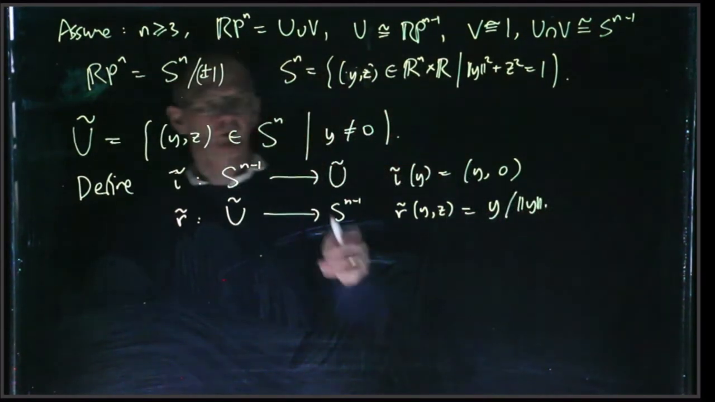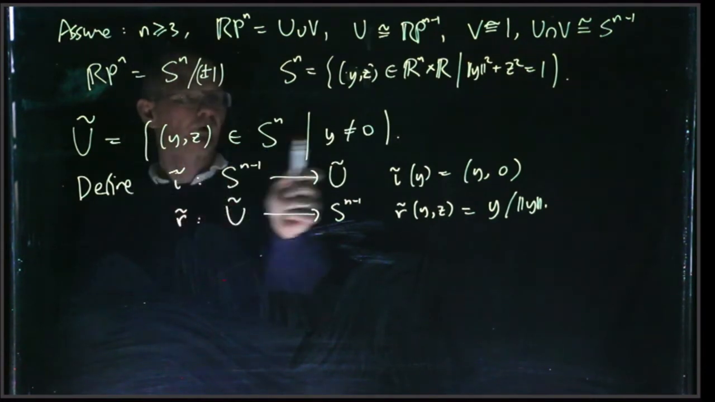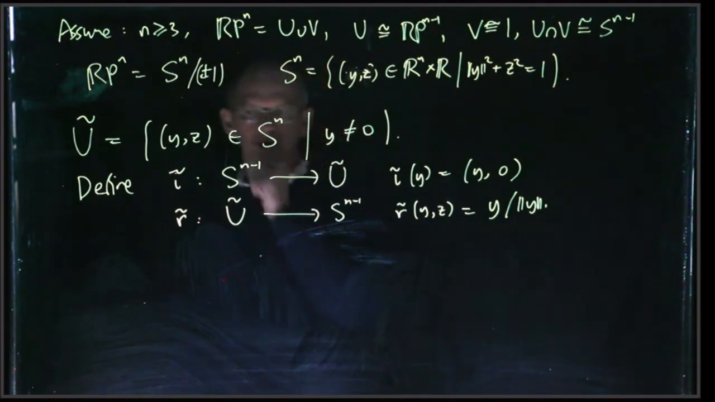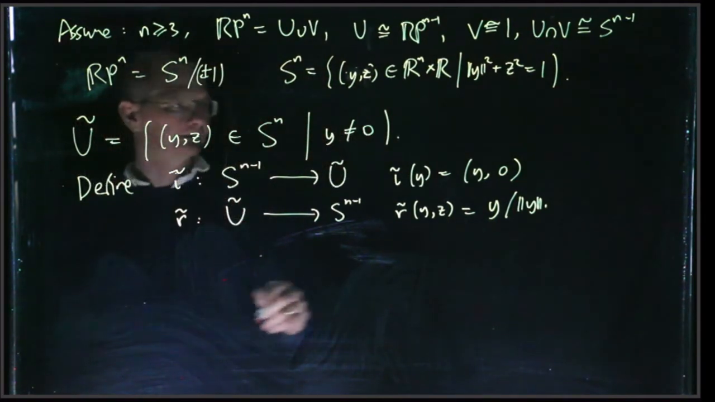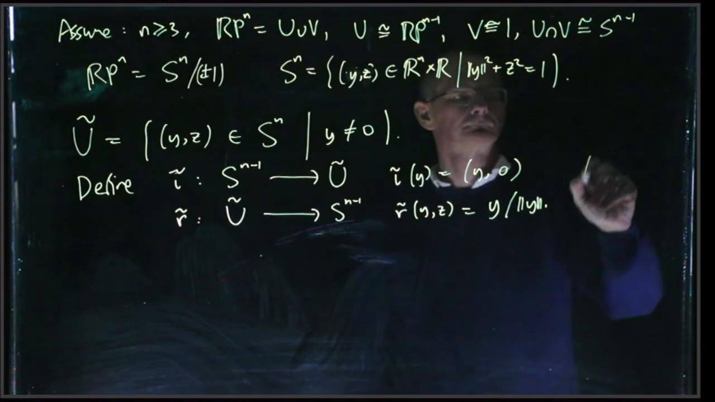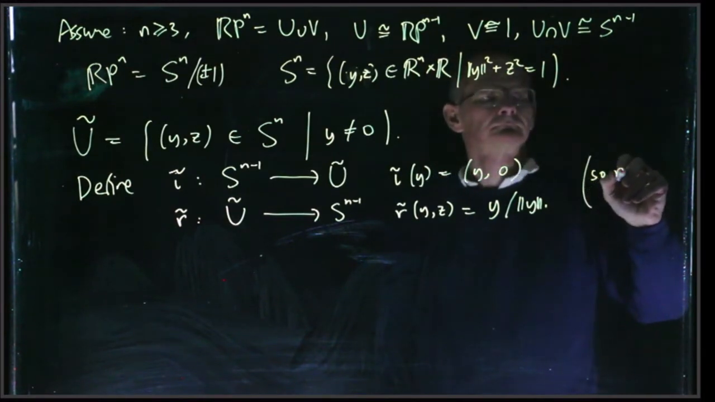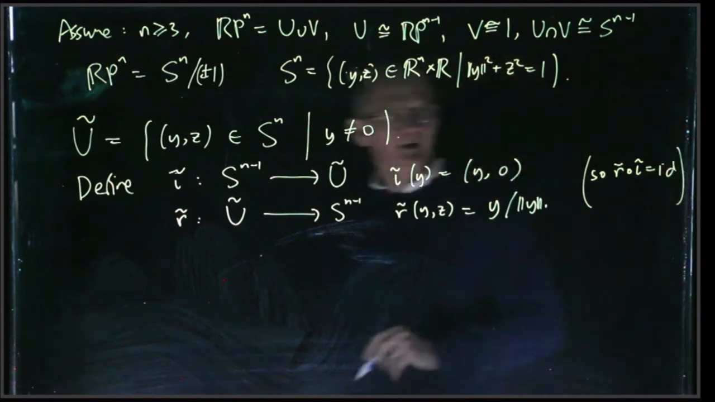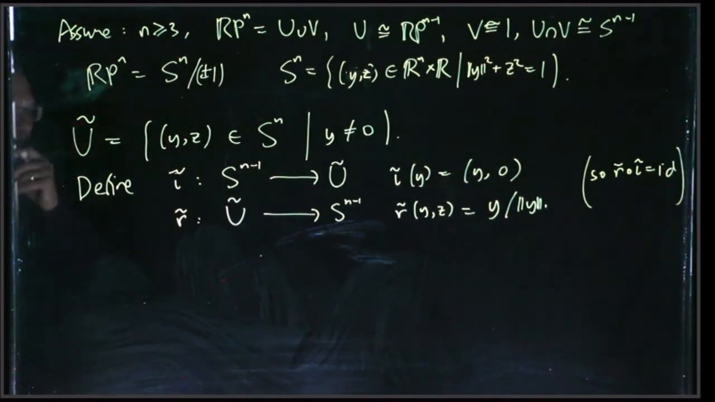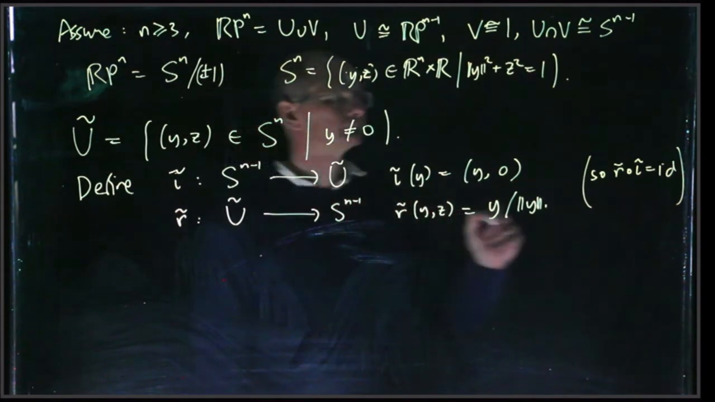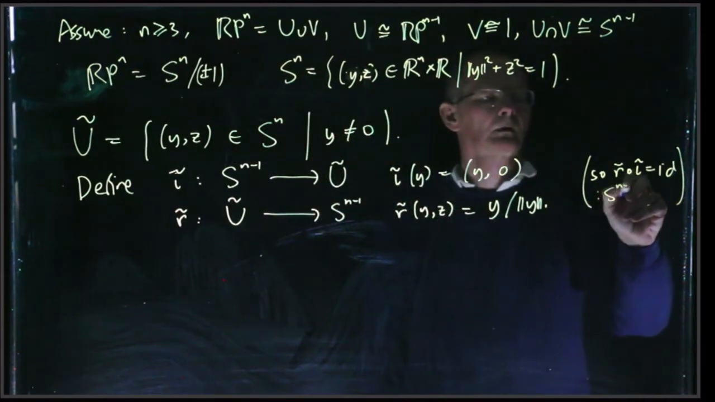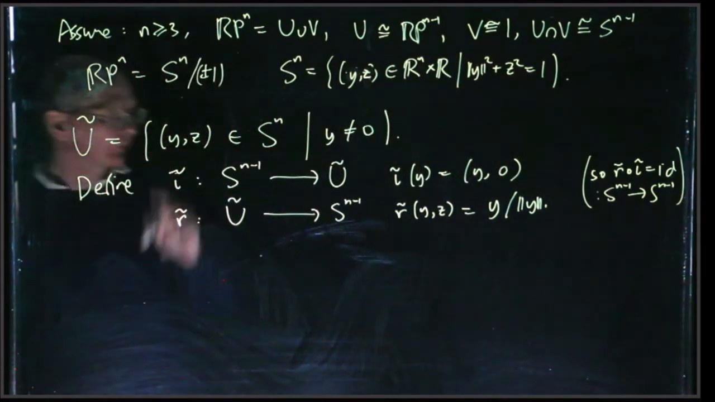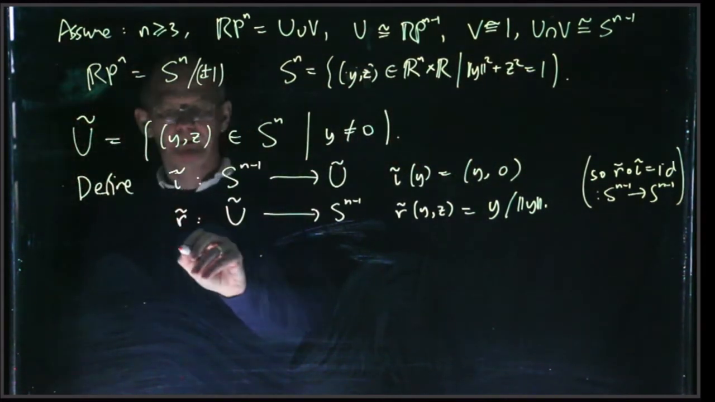Okay, so we've got a pair (y, z) in U tilde. y is non-zero, so it's legitimate to divide by the norm of y to get a unit vector. So it's clear that R tilde composed with I tilde is just the identity on Sn minus 1. The composite the other way around is not the identity, but it's homotopic to the identity.